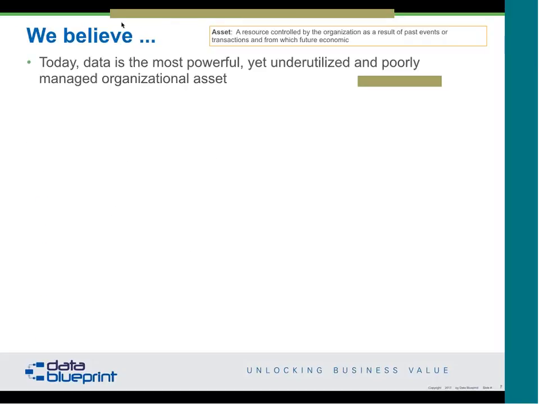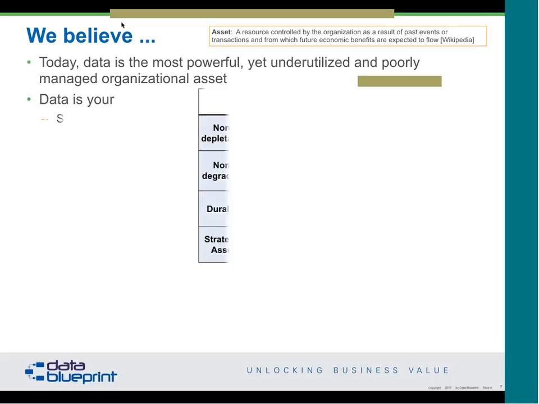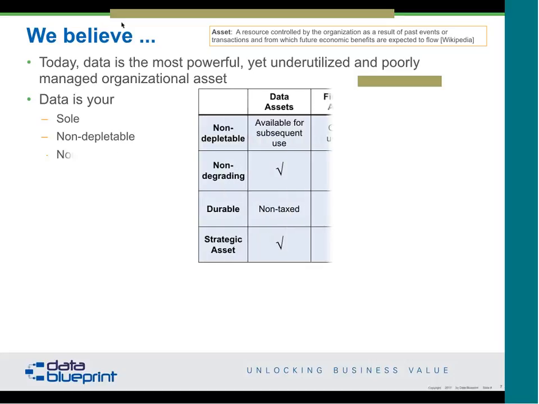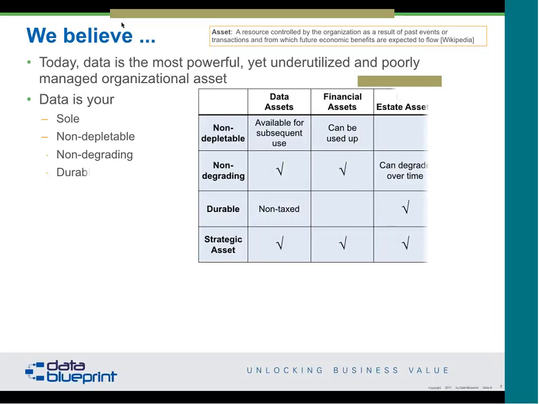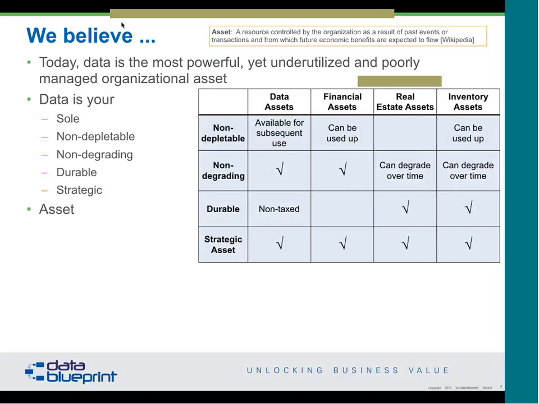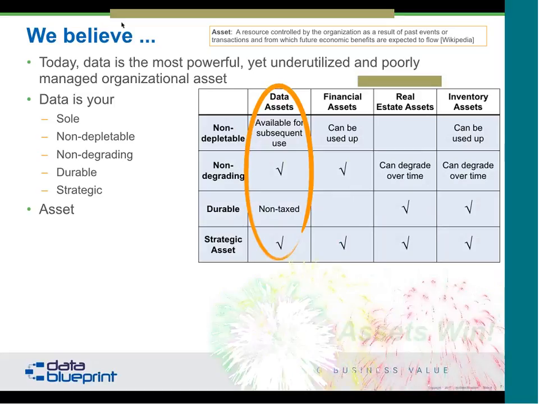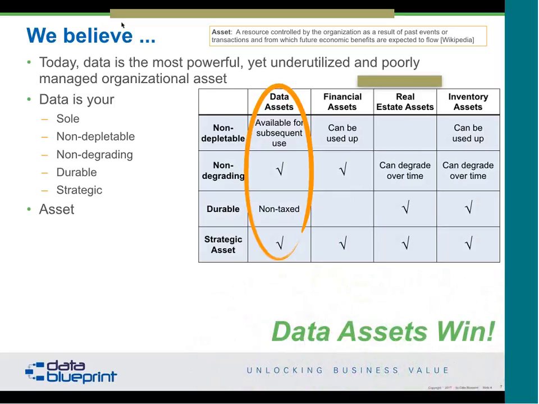We'll start out with our standard bit. Data is today's most powerful, underutilized, poorly managed data asset. It is the only asset that you have that doesn't deplete, doesn't degrade, is durable over time, and is strategic in nature. So when you compare data assets to all other assets, the data assets win.